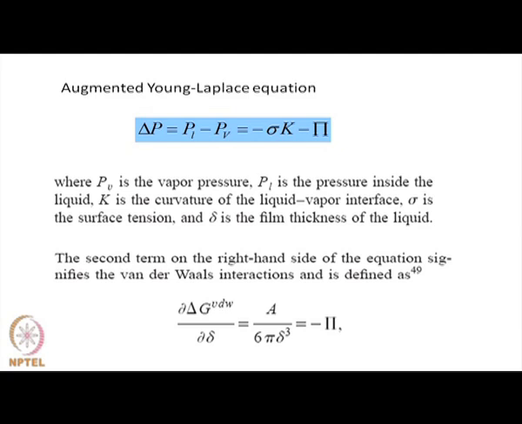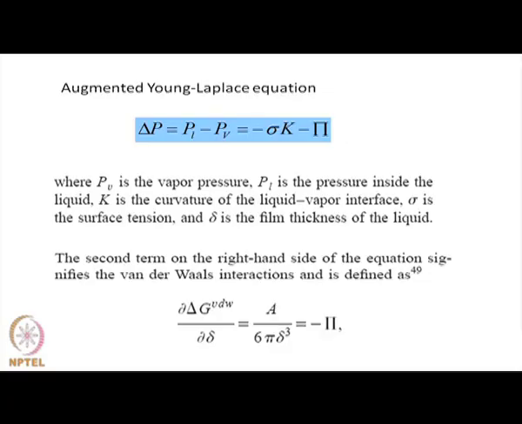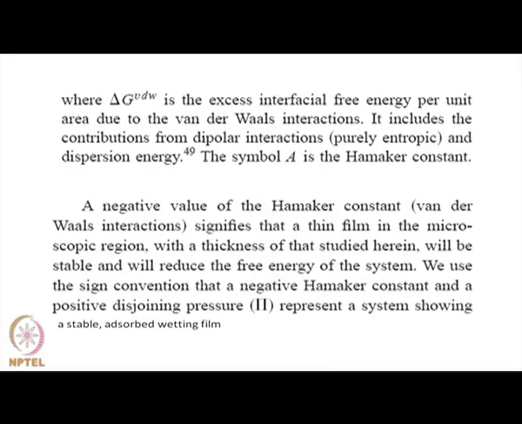energy of the system, and the change in free energy of the system due to van der Waals forces is denoted by delta G. VDW shows that it is van der Waals forces, and it is a function of the film thickness. Delta G is the excess interfacial free energy per unit area due to van der Waals interaction.